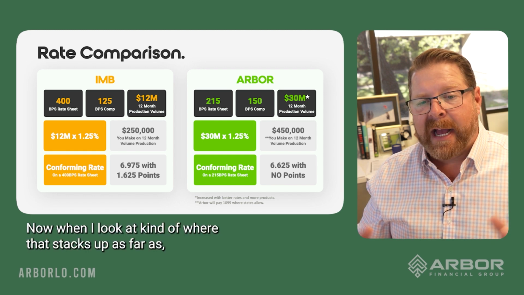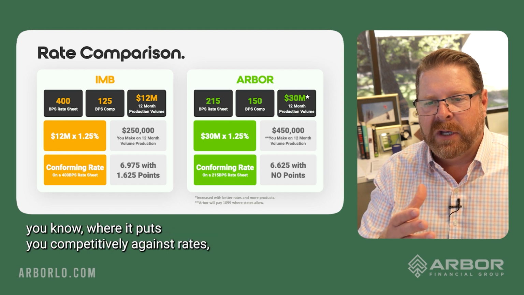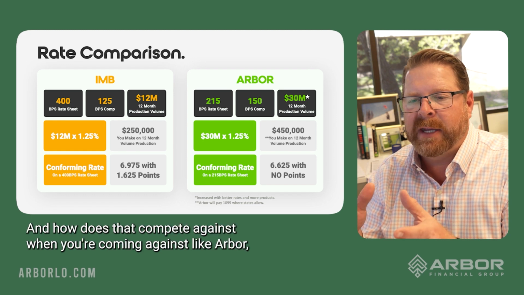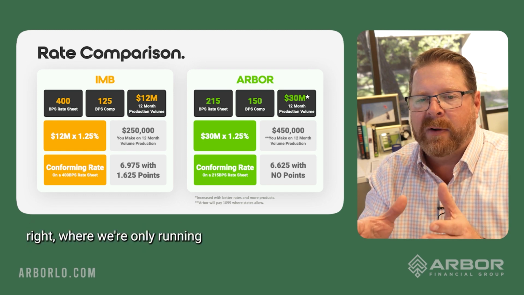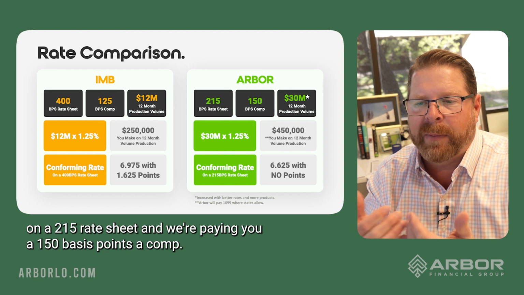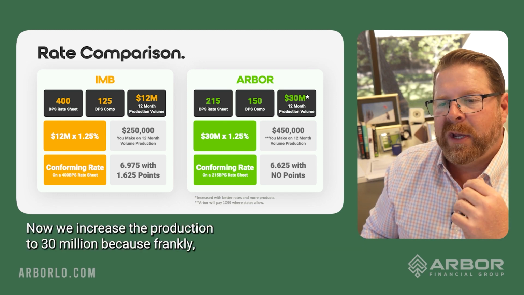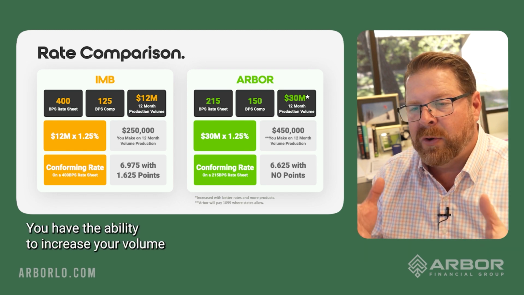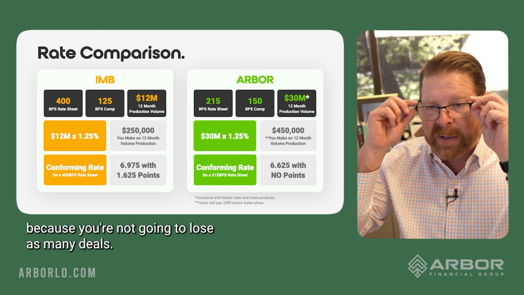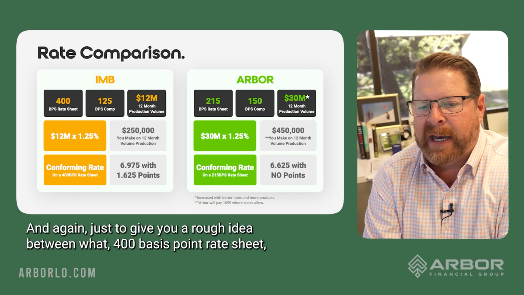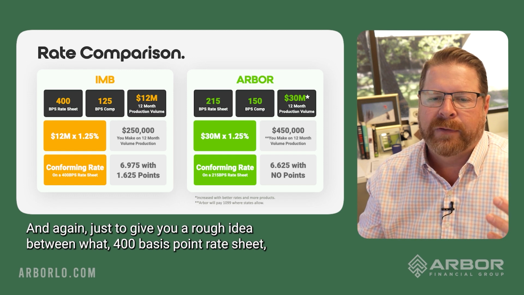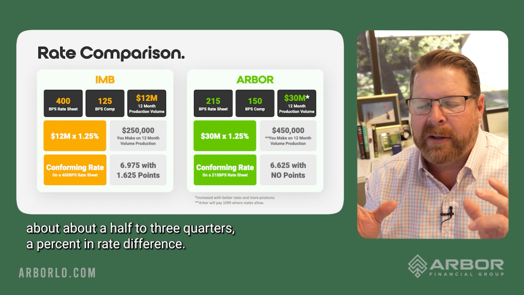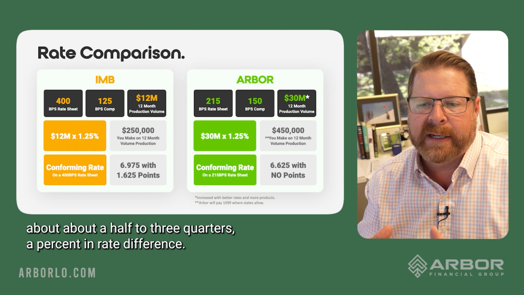Now when I look at where that stacks up competitively against rates, we need to look over on the other side of the sheet. How does that compete when you're coming against Arbor, right? Where we're only running on a 215 rate sheet and we're paying you 150 basis points of comp. Now, we increased the production to 30 million because frankly, we feel like when you're selling much better rates, you have the ability to increase your volume because you're not going to lose as many deals. You're going to make more money. And again, just to give you a rough idea, between a 400 basis point rate sheet and a 215 basis point rate sheet, you're looking at about a 0.5 to 0.75% rate difference.